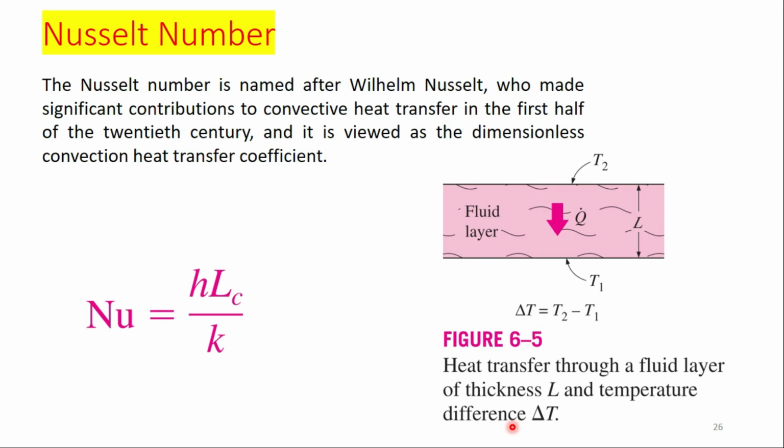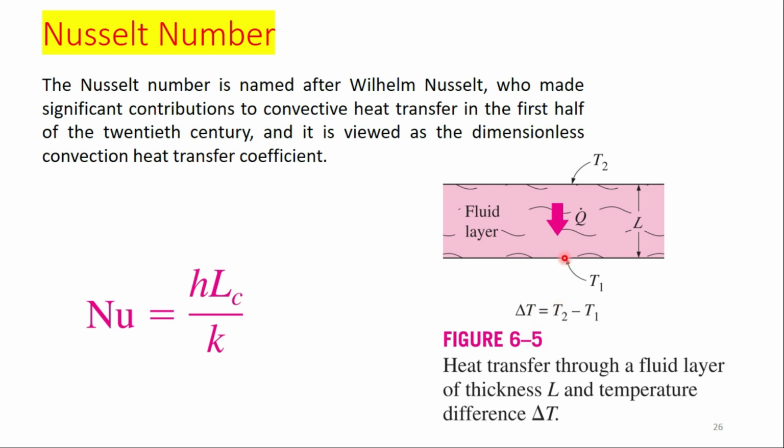The first is the Nusselt number. The Nusselt number is named after Nusselt, who made significant contributions to convective heat transfer in the first half of the 20th century, and it is viewed as the dimensionless convective heat transfer coefficient. Simply, it is the ratio of the convective heat transfer coefficient multiplied by some characteristic length Lc divided by the thermal conductivity. To understand the physical significance of the Nusselt number, consider a fluid layer of thickness L with a temperature difference delta T.